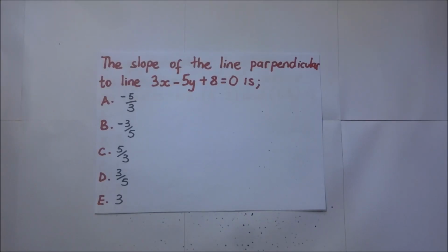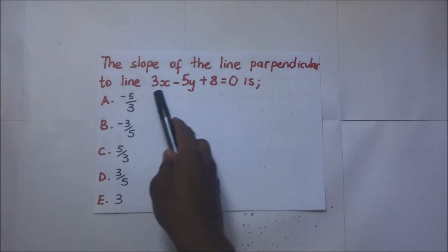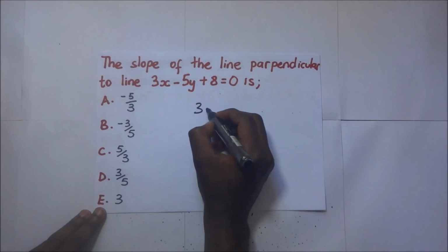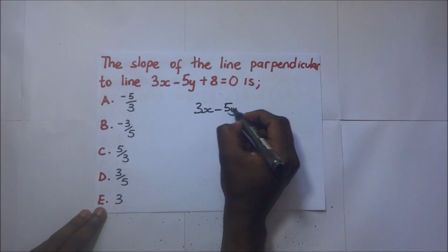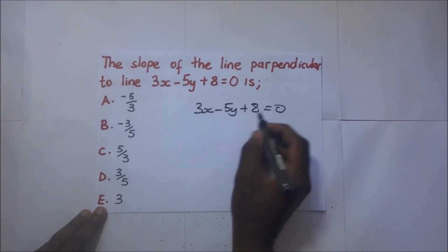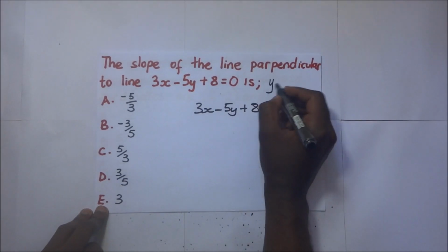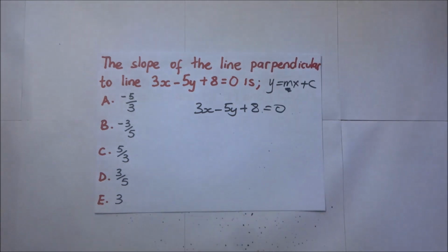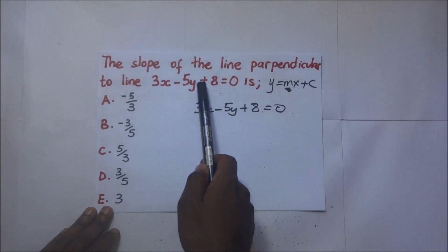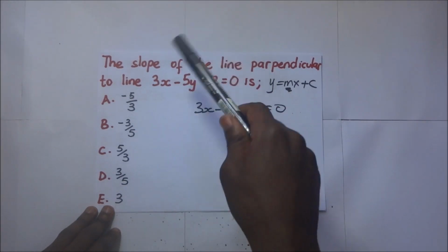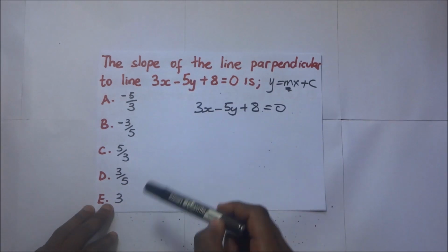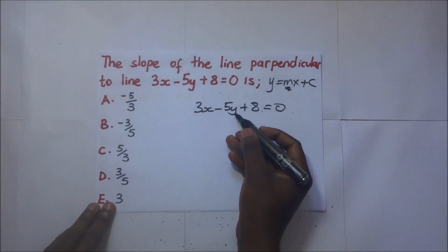Here they're telling us that the slope of the line perpendicular to this line, which is 3x minus 5y plus 8 is equal to 0, is needed. We need to arrange this in the form of y is equal to mx plus c, so that we're able to find the value of m, which is the slope of this line. After finding the slope of this line, we shall be able to find the slope of the perpendicular line to this one. So we make y the subject of the formula here.